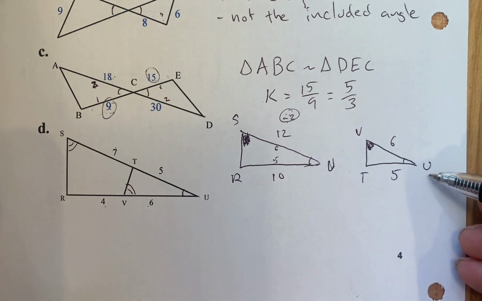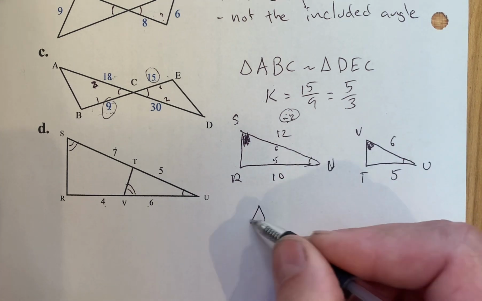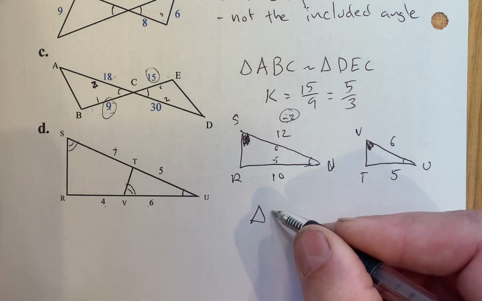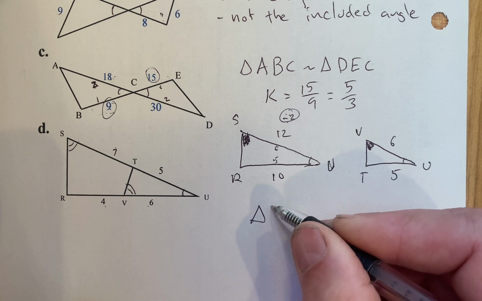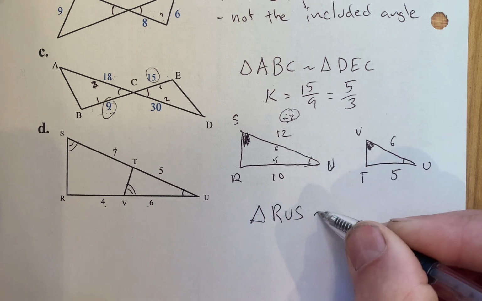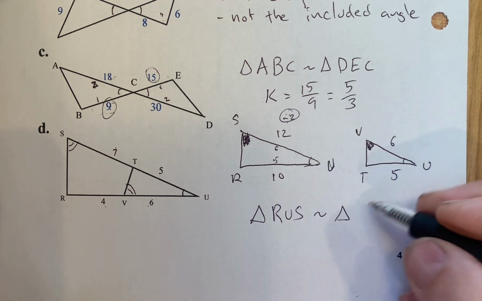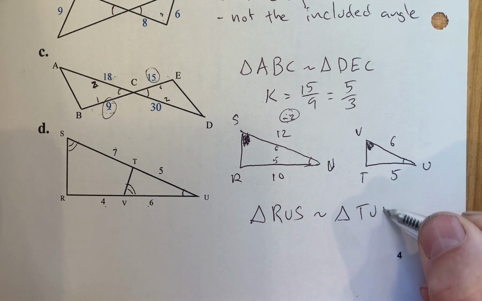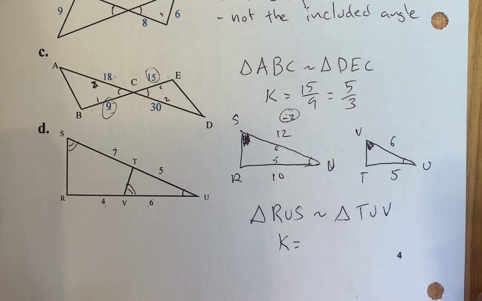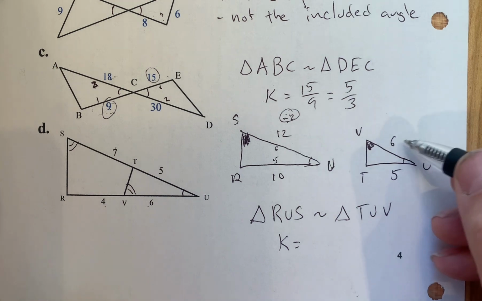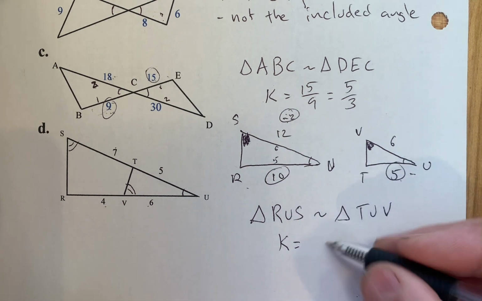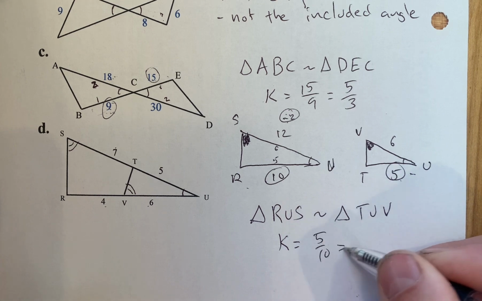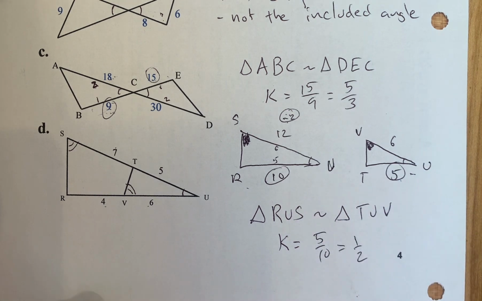So now that they're this way, it's easier to write the similarity statement as well. So triangle RUS is similar to triangle TUV. Now, if I want to write the scale factor, I could use my original lengths. Let's use 5 and 10 right there. And so that would be 5 over 10 is 1/2. All right, well, that's it.